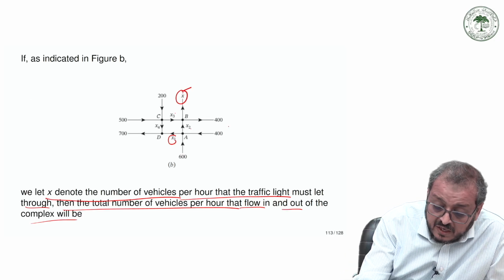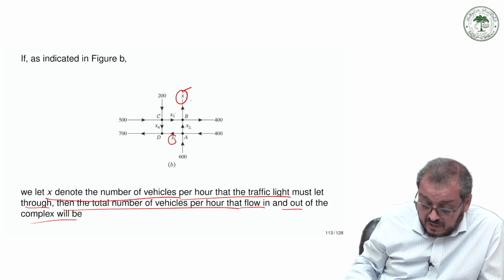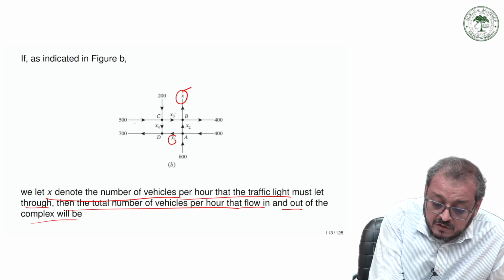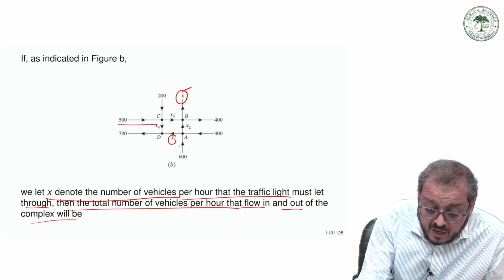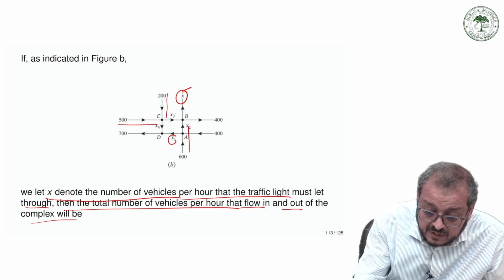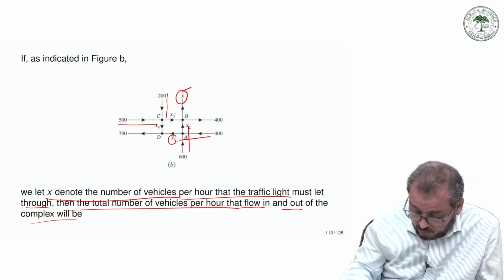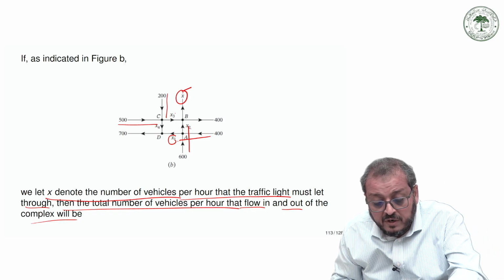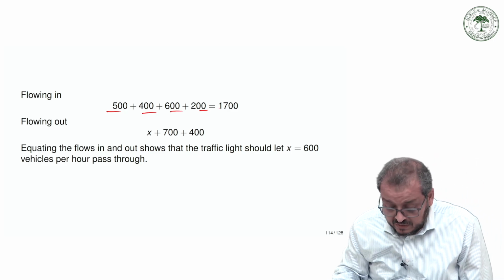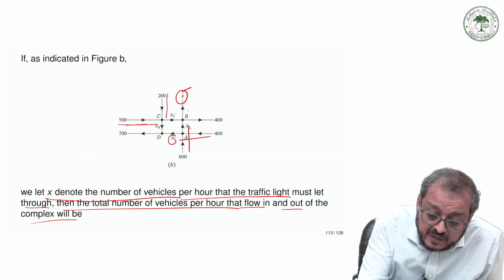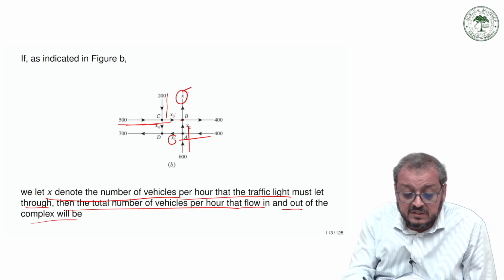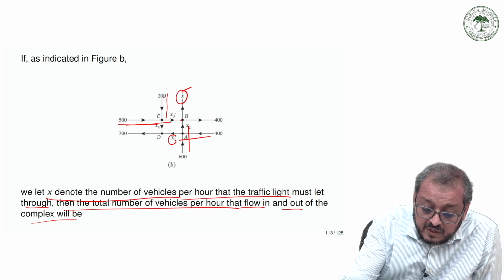So we take the flow in, in this direction it is 500, then 500, and also 200, then 600, and also 400. So the flow in is 500, 200, 400, and 600. The total flowing into this node B is equal to 500, 200, 600, and 400, which is 1700.